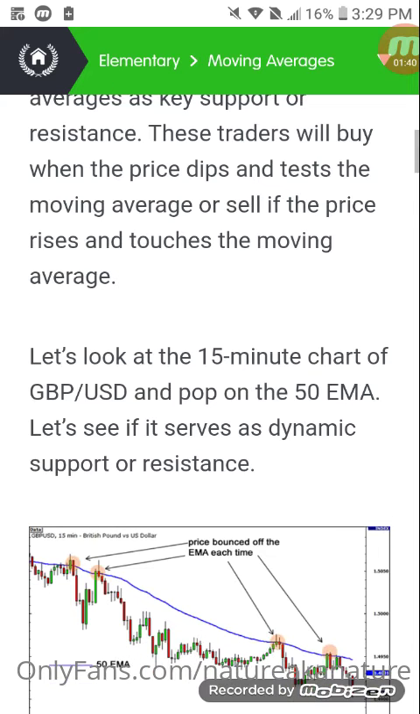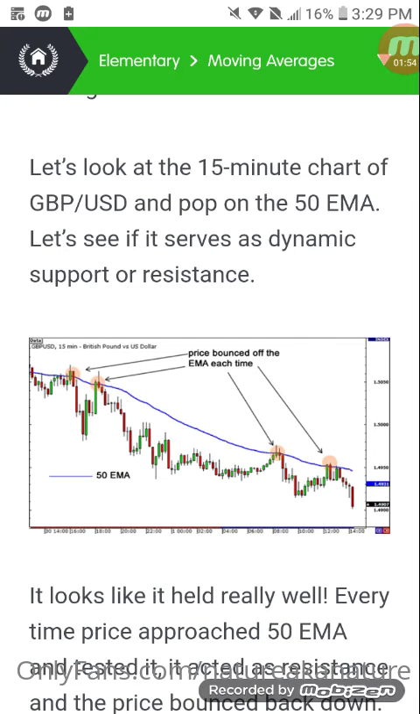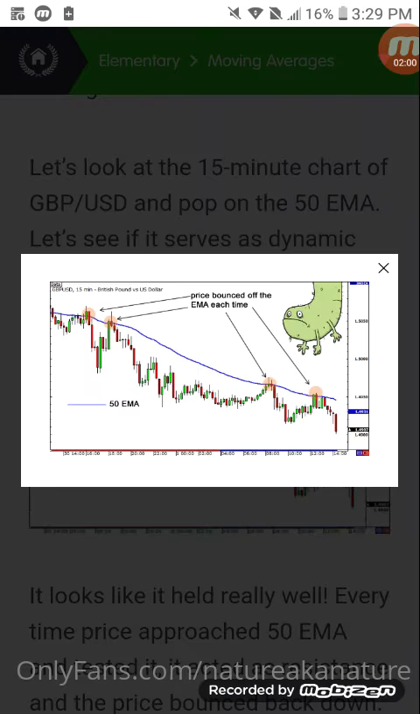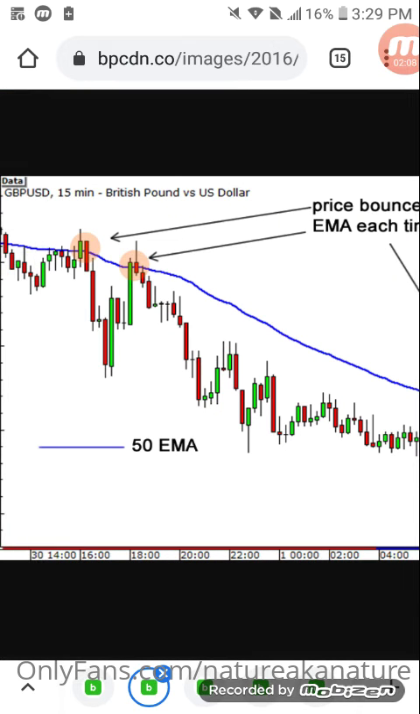So let's look at the 15-minute chart of GBPUSD. Pop on the EMA, a 50 EMA, on the GBPUSD 15-minute chart. Let's see if it serves as dynamic support or resistance. As you can see, this is a 50 EMA. Price bounces off the EMA each time.